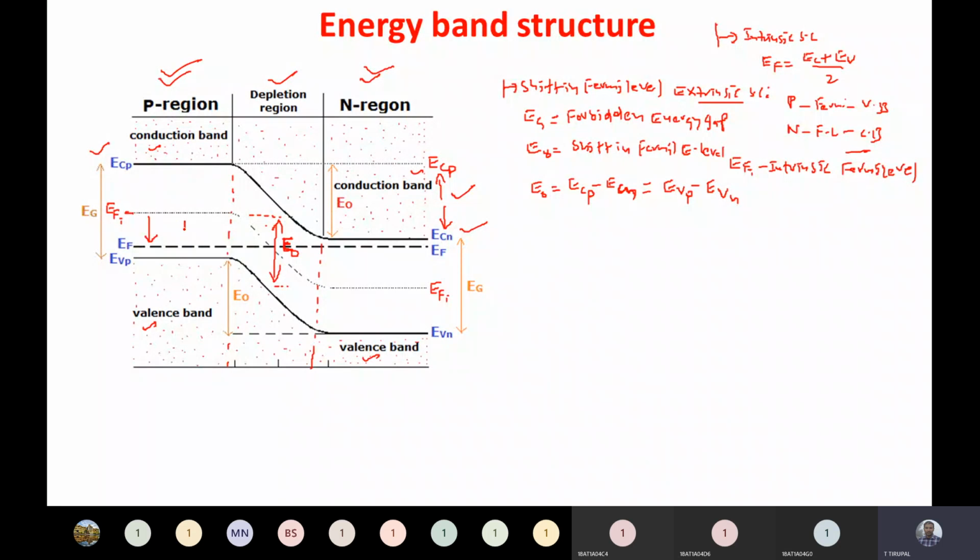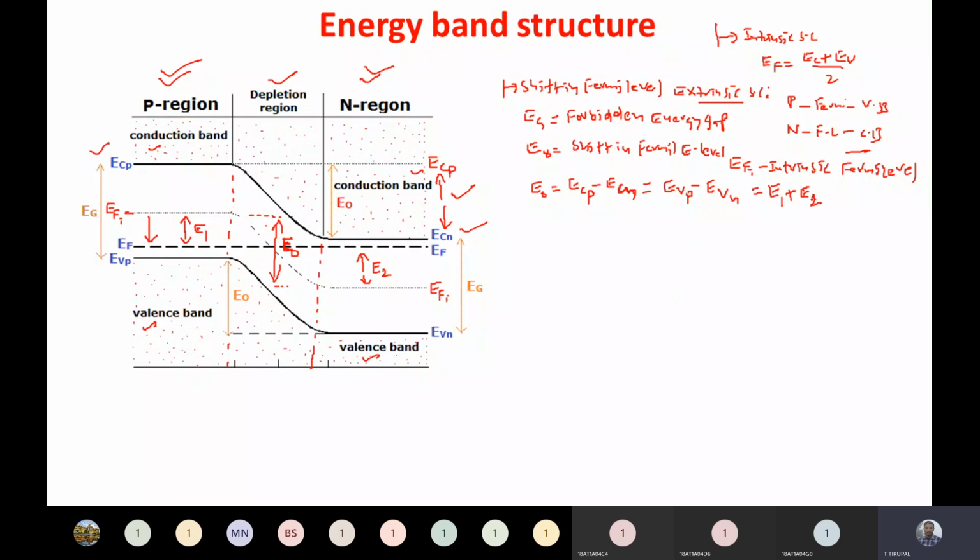See, this is the shift in energy level of the Fermi energy level in a P-type semiconductor. I call this one E1. And this is also a shift in energy level from intrinsic to conduction band. I call this one E2. This is E1 and E2. What is E naught? E naught is a combination of E1 and E2. So E naught is equal to E1 plus E2.